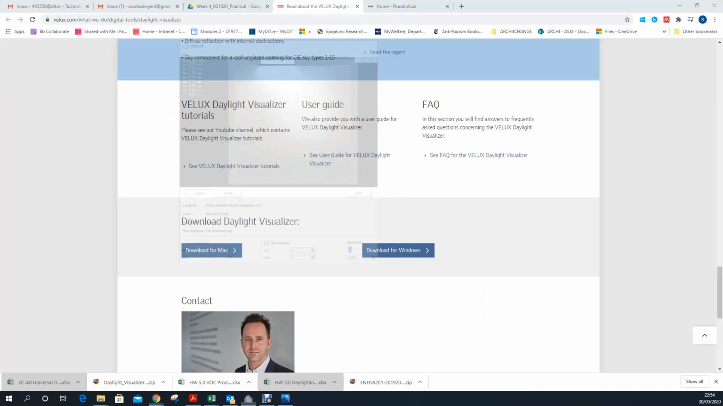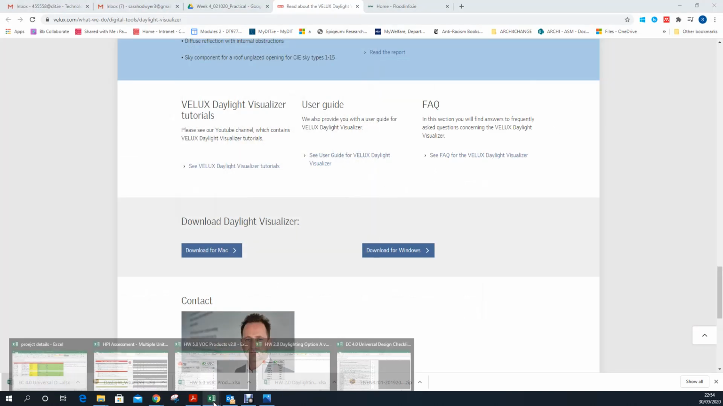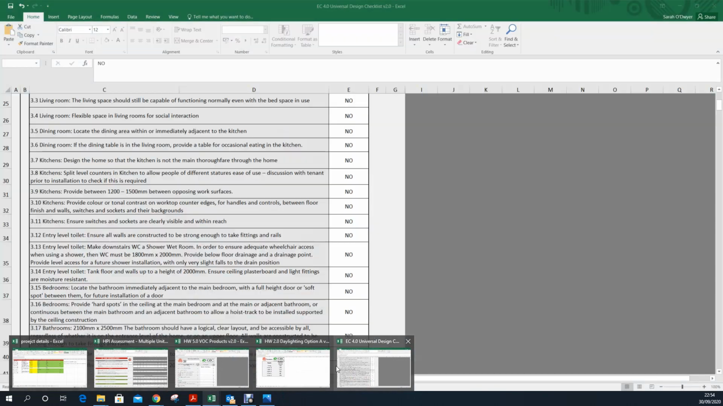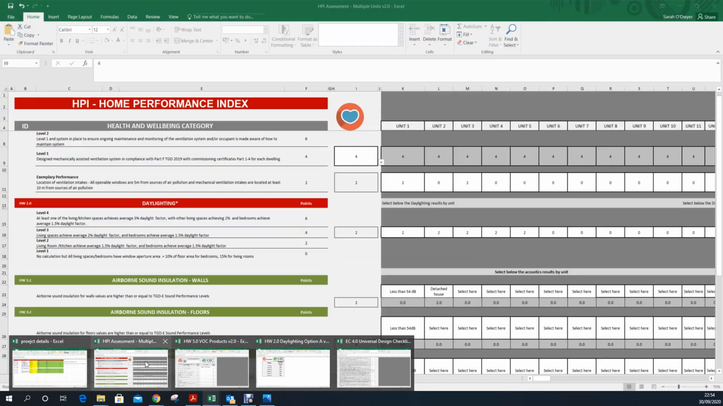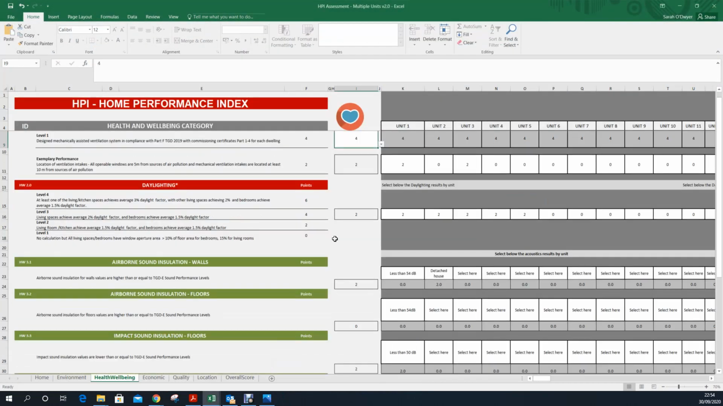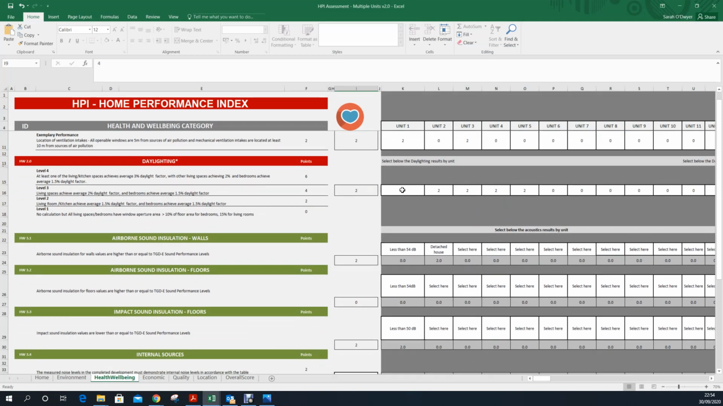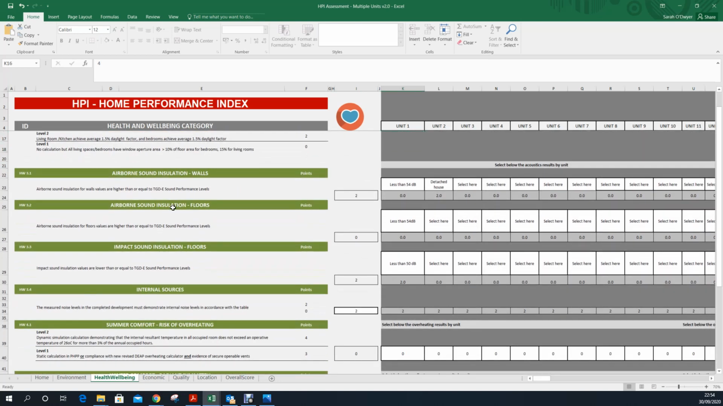Okay, I do not want to save. Then where were we? We were in here. Yes, so you can see then how achievable all of the different daylight factors are for the unit that you have.